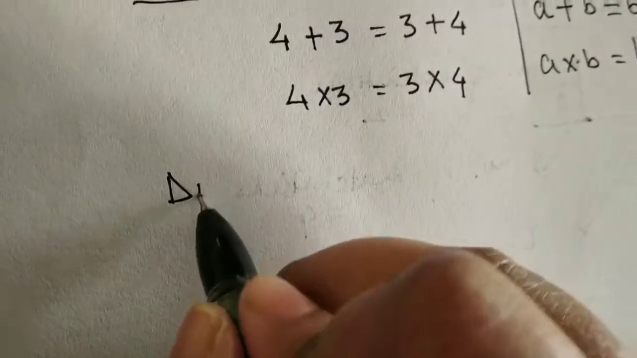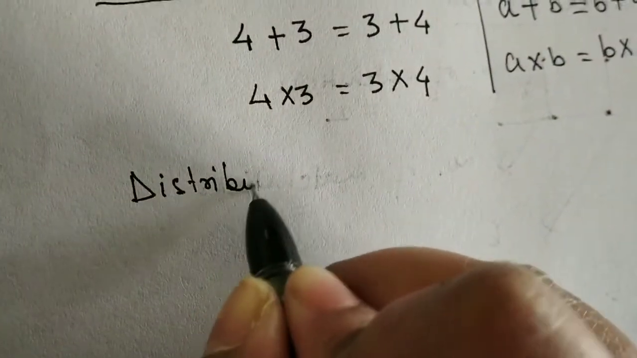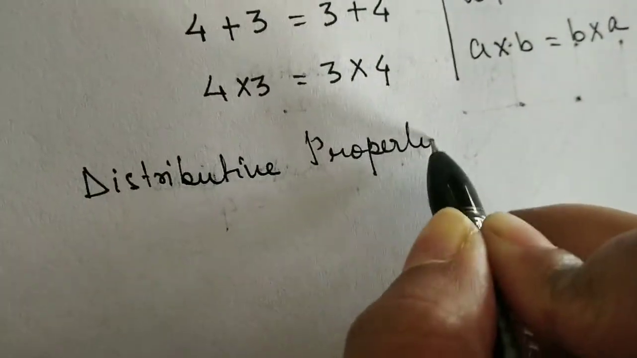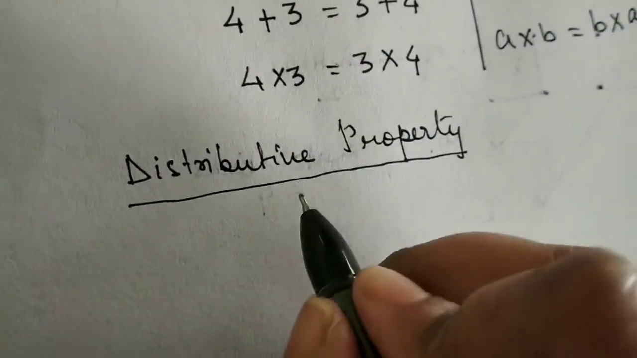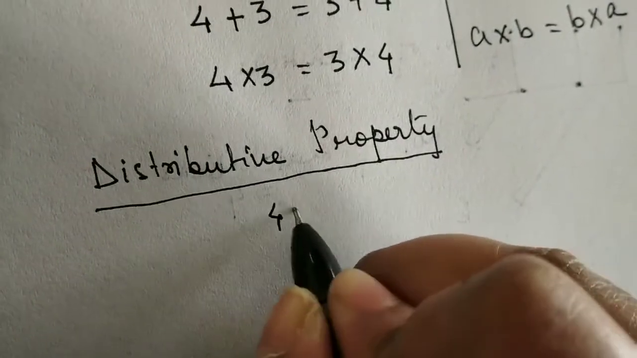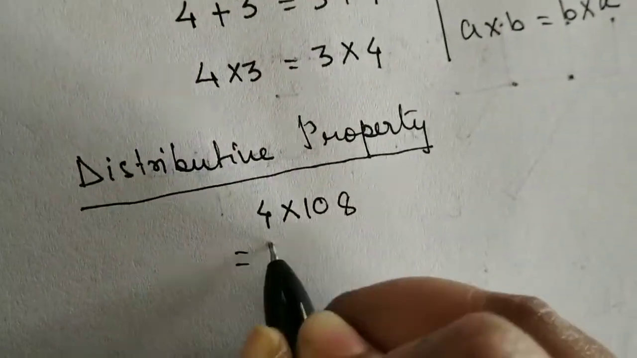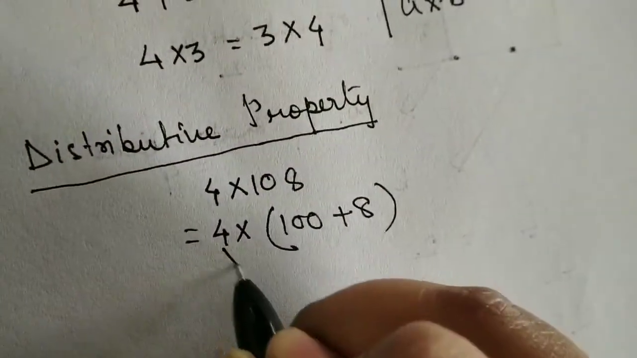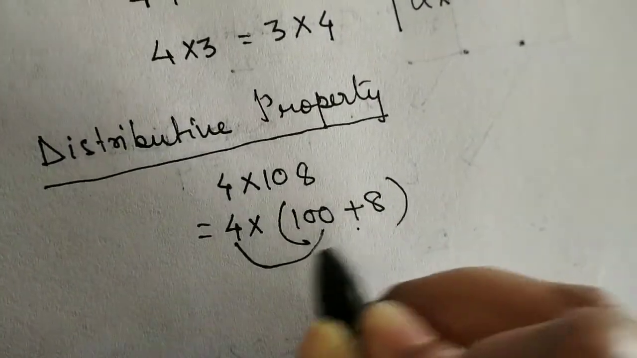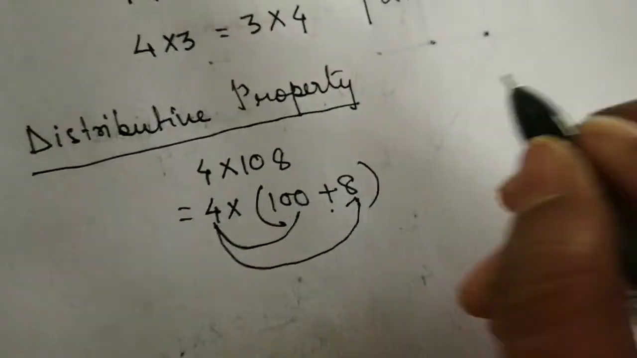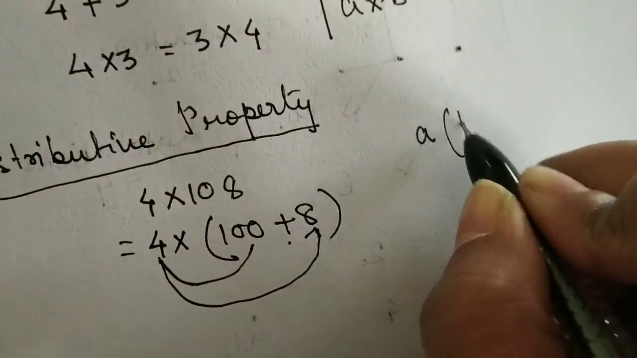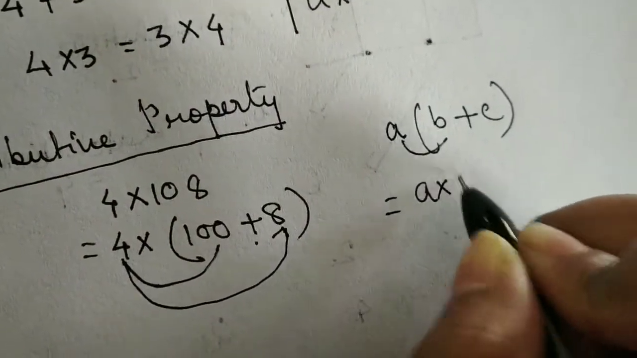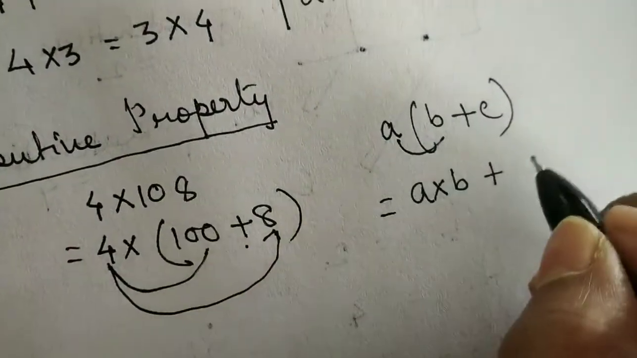Now distributive property. Distributive property is, suppose 4 into 108. So 108 can be written as 100 plus 8. So this into this plus this into this. So this we can write in this way, a into (b plus c). So here we will write a into b plus a into c.